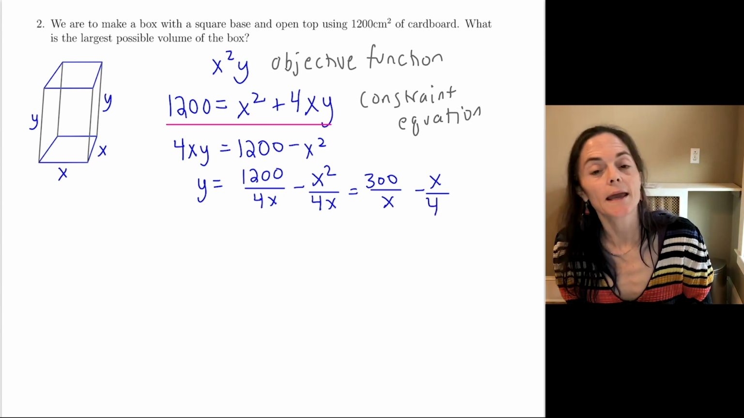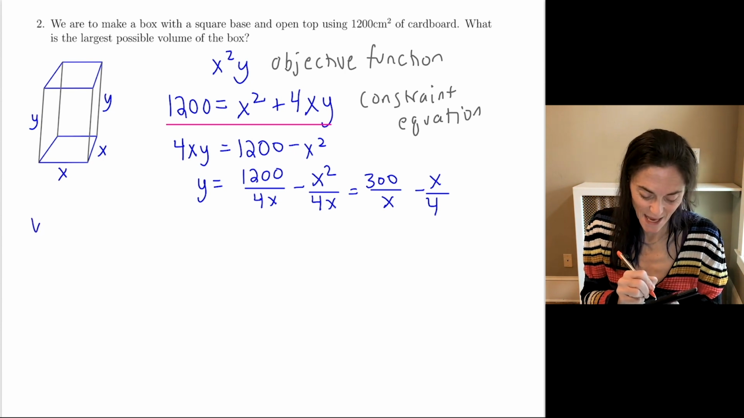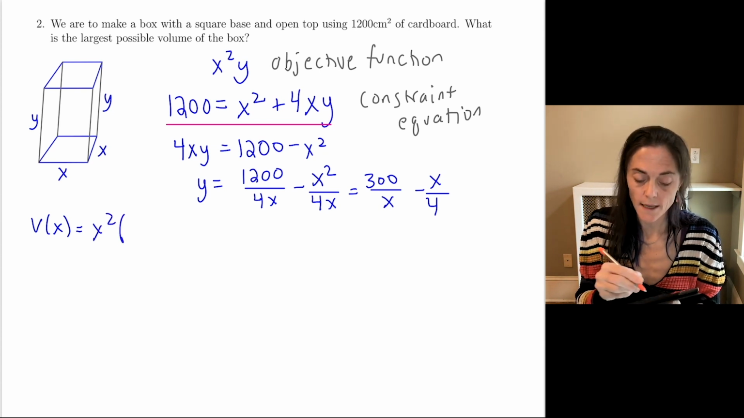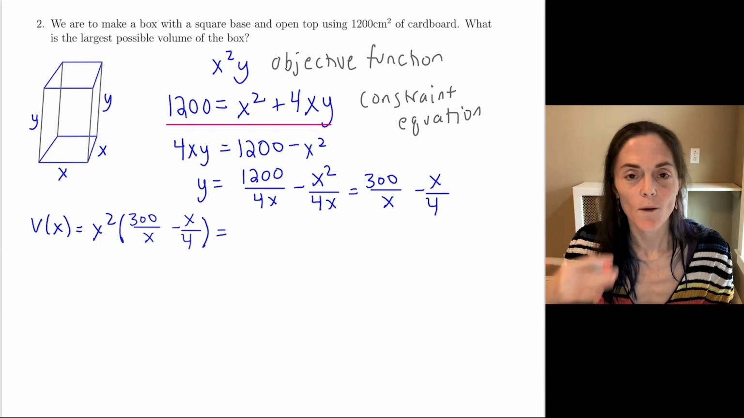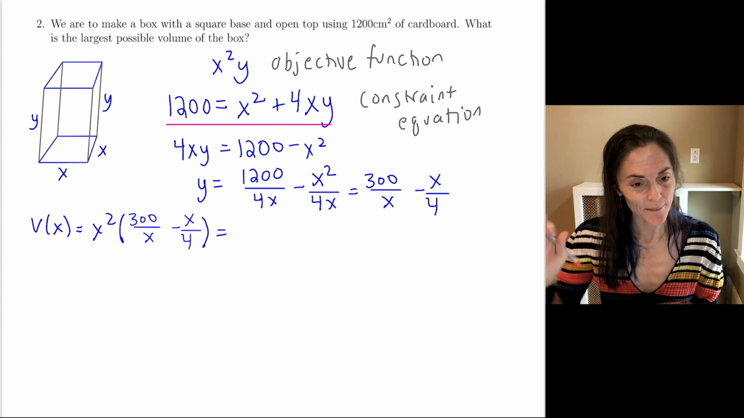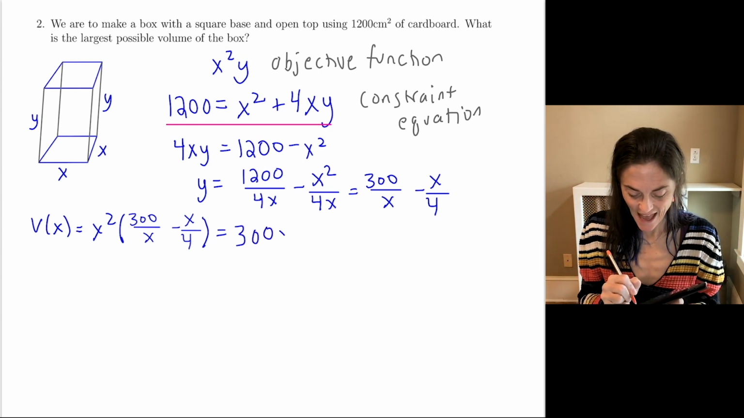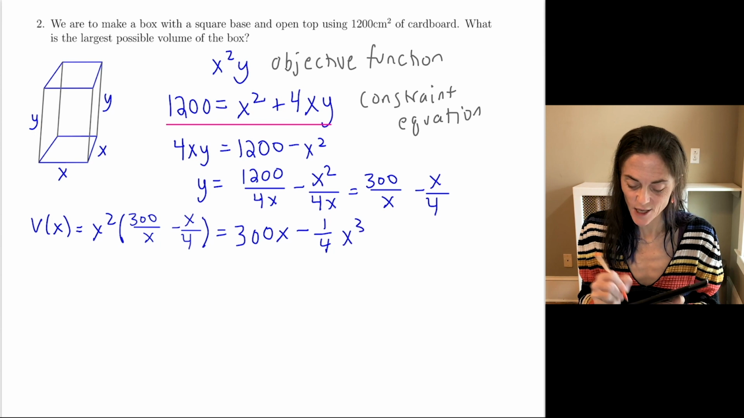And at this point, I can write my objective function. I will call it V of x, say, because it is volume. I can write this entirely as a function of x. It's x squared times this, y. In order to differentiate, I want to multiply through by x squared so I can see the power on each term. So here you notice I have 300x, and then I have minus a fourth x cubed.